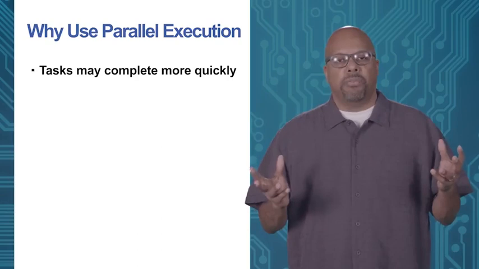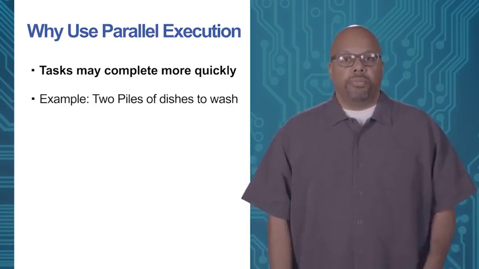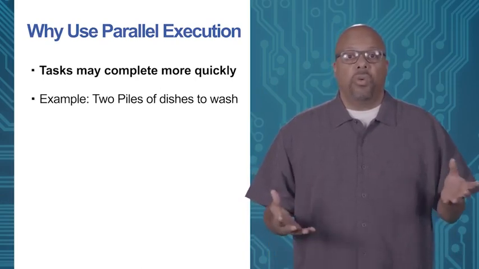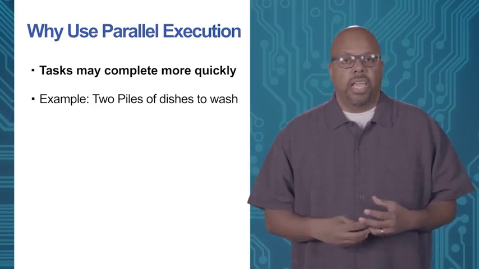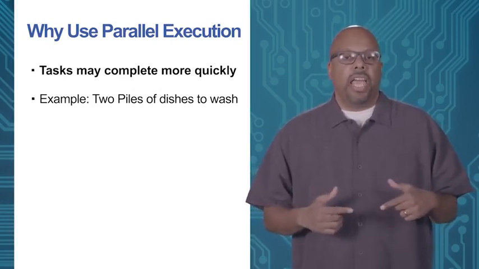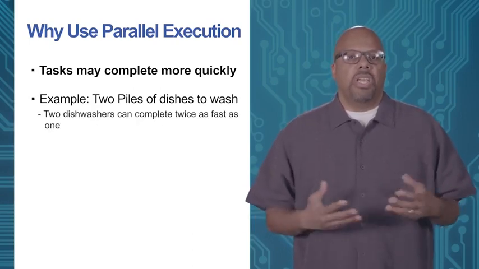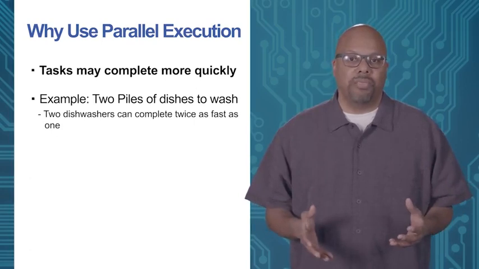My simple example is, say you've got 2 piles of dishes to wash. When you wash a dish, you have to wash it and then dry it. So if you have 2 dishwashers, they can cooperate and work faster. And how they cooperate is going to depend on the hardware that they have available to them.